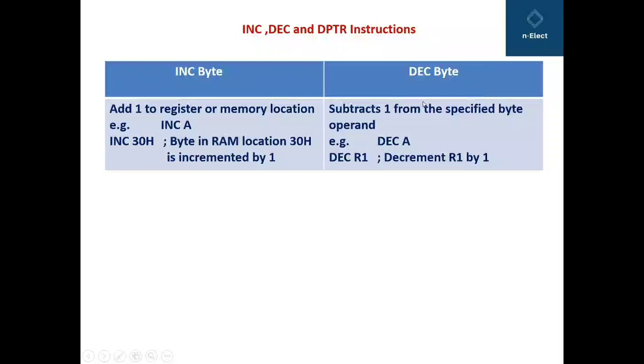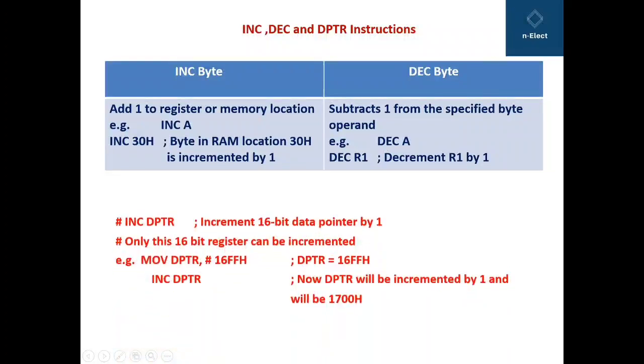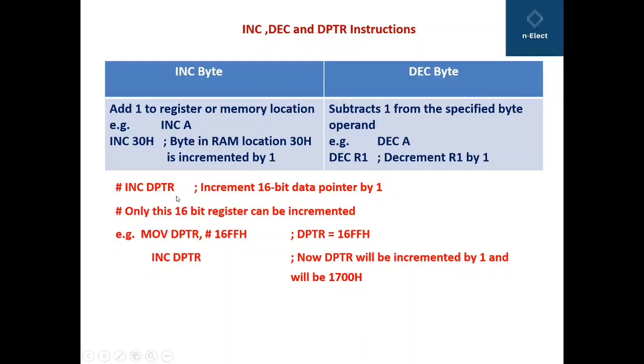Similarly, DEC byte subtracts 1 from the specified byte operand. Whatever the given byte is, it will be decremented by 1. As an example, DEC A will decrement the contents of the accumulator by 1. Another example, DEC R1 will decrement the contents of register R1 by 1. Then INC DPTR increments the 16-bit data pointer register DPTR by 1. Only this 16-bit register can be incremented in the 8051 microcontroller.